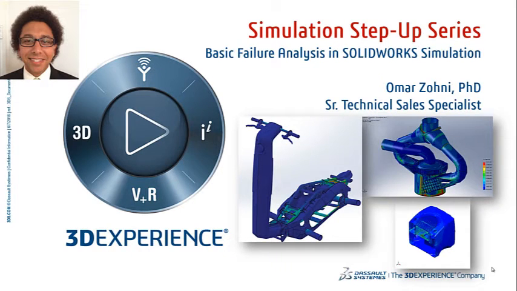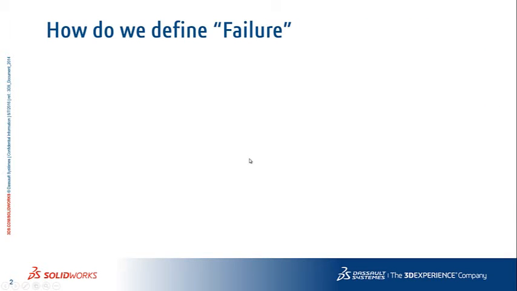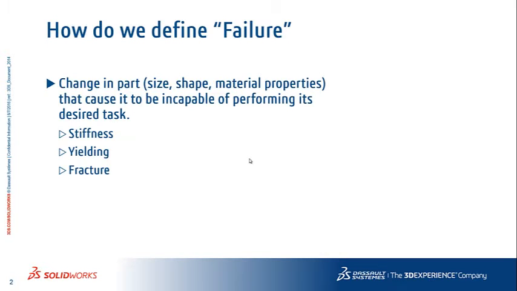Okay, so today's topic is going to be basic failure analysis inside of SOLIDWORKS Simulation. Let's begin with a basic definition of failure and how we define failure in parts and assembly. Typically, we say failure is a permanent change in the part that could be size, shape, or material properties that result in the design no longer being capable of performing its desired task.